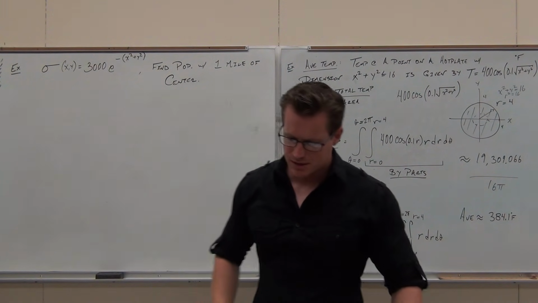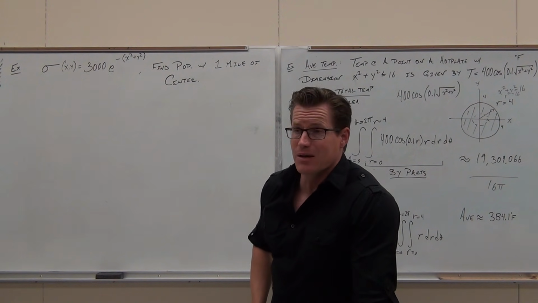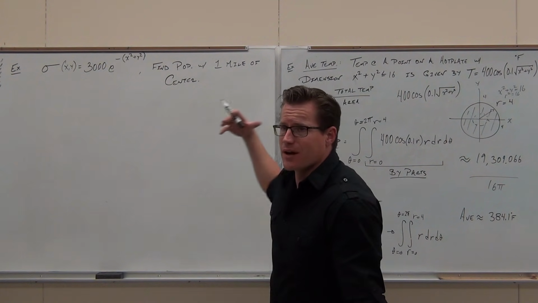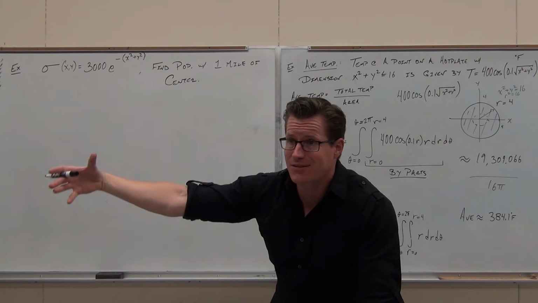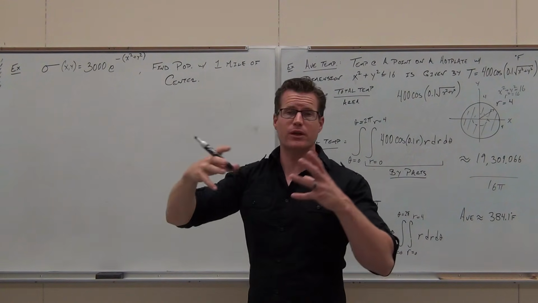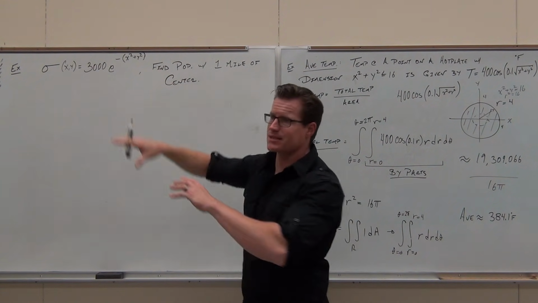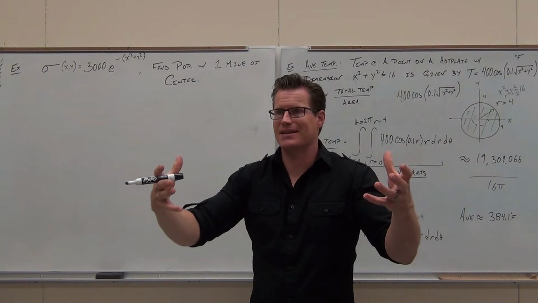So given a population density function, I'm asking to find the total population within 1 mile. This is exactly like finding mass, exactly like finding total charge, exactly like finding total temperature. You're given a density function, and a region that we're going to have to define. If we take a double integral over that region of that density function, it adds up the population. That's kind of cool.